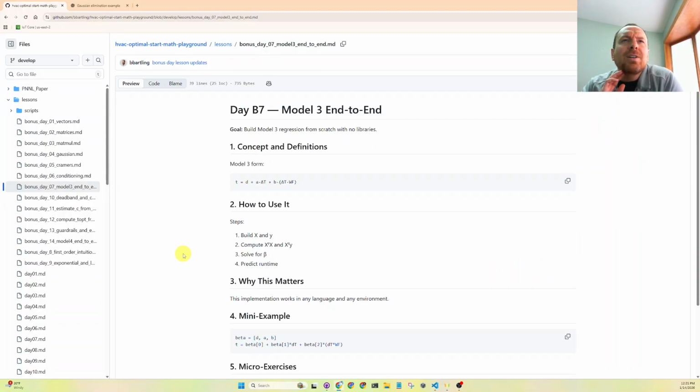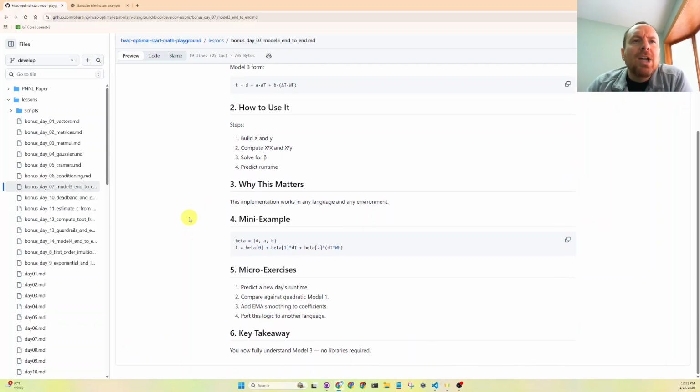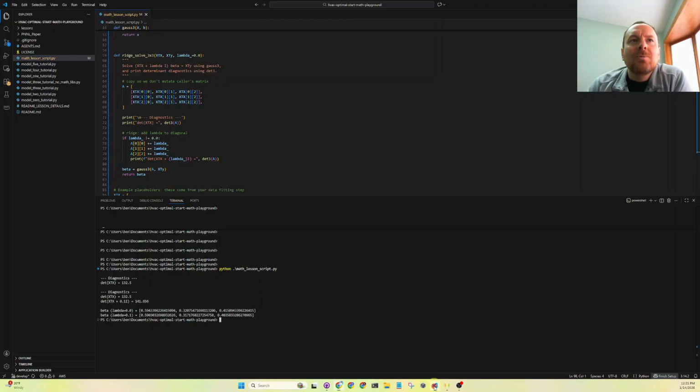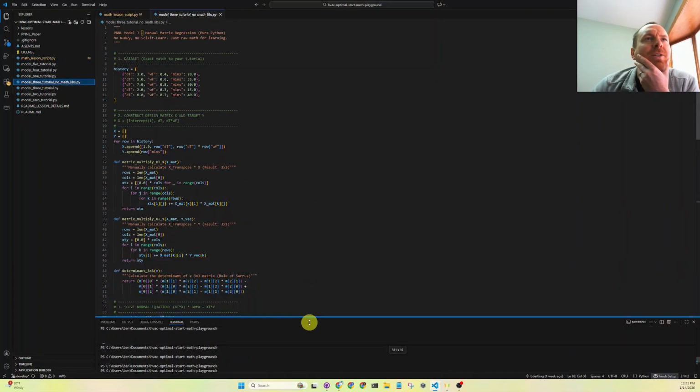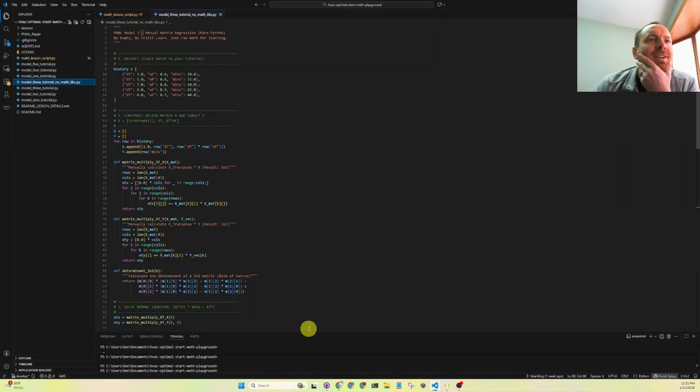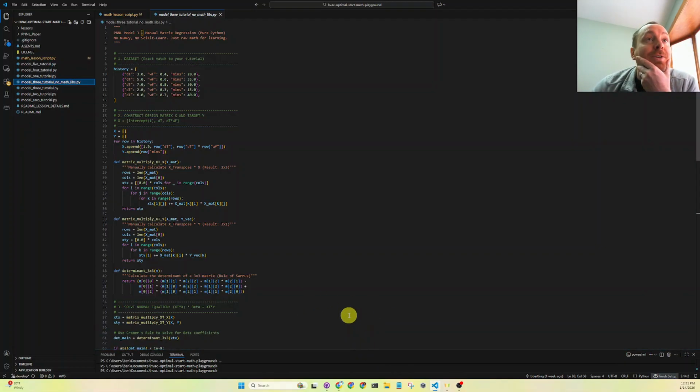Build a Model 3 regression from scratch. No libraries. I have this. Due to the time that we all don't have in the working day, I might just say, hey, it's done. So let's check it out. Then we can move on to Model 4 tomorrow. So this is Model 3, a manual matrix library, pure Python, no NumPy, no scikit-learn, just raw math for learning purposes.